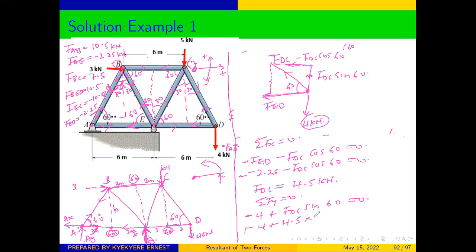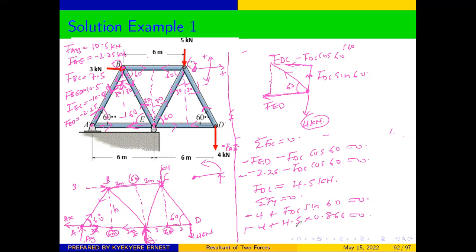Sine 60 will give us 0.866. And when you do that calculation, you find out that we are getting something which is very close to 0. So we can see that our solution is right.